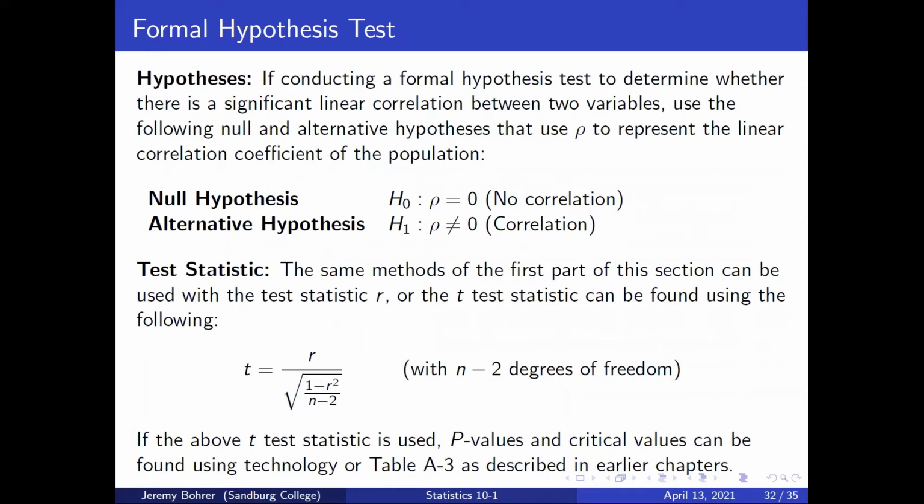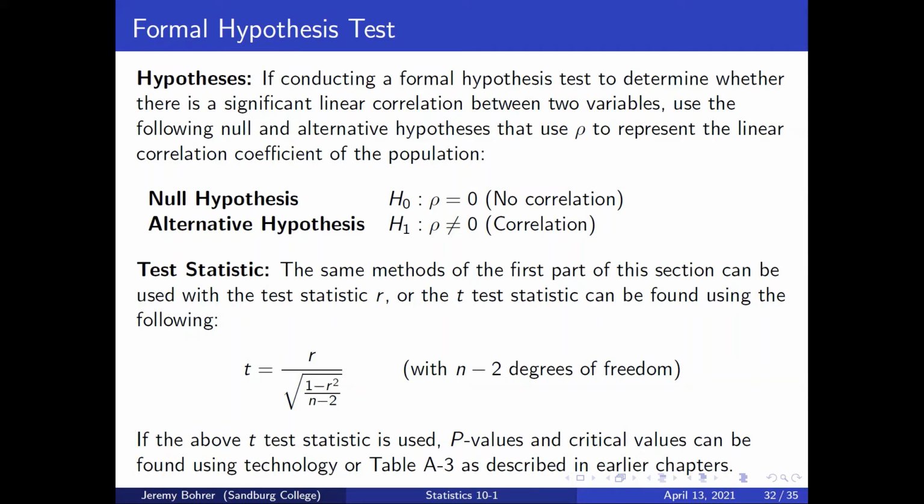Hypotheses. If conducting a formal hypothesis test to determine whether there is a significant linear correlation between 2 variables, use the following null and alternative hypotheses that use rho to represent the linear correlation coefficient of the population. The null hypothesis is H0: rho equals 0, no correlation. The alternative hypothesis is H1: rho does not equal 0, so there is a correlation.